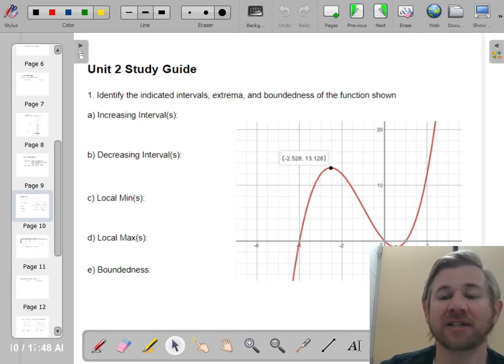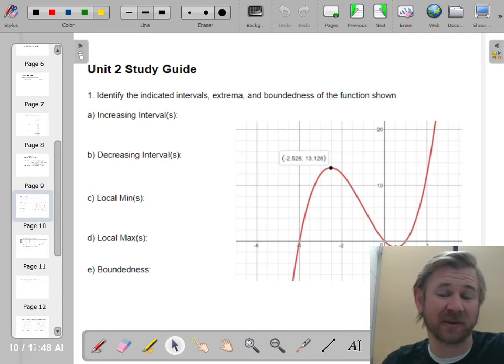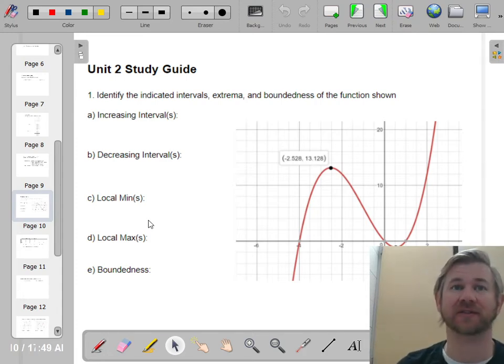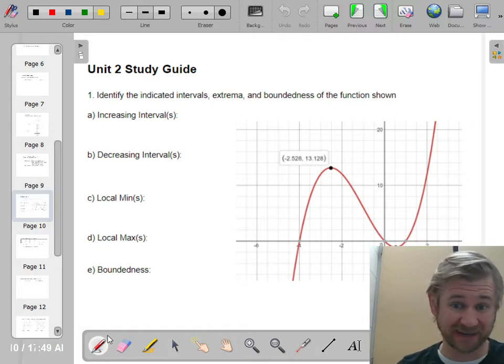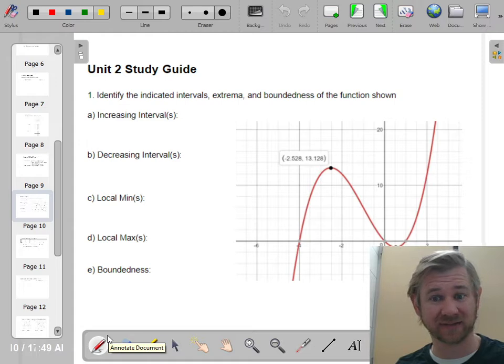Hello ladies and gentlemen, Unit 2 Study Guide. We got the crash course, we got the study guide, you got the quiz review on Schoology. If you can do all this stuff, you're going to do just fine. So let's go through this, and I'm going to skip some of this stuff because we didn't get to it this year. COVID's annoying.